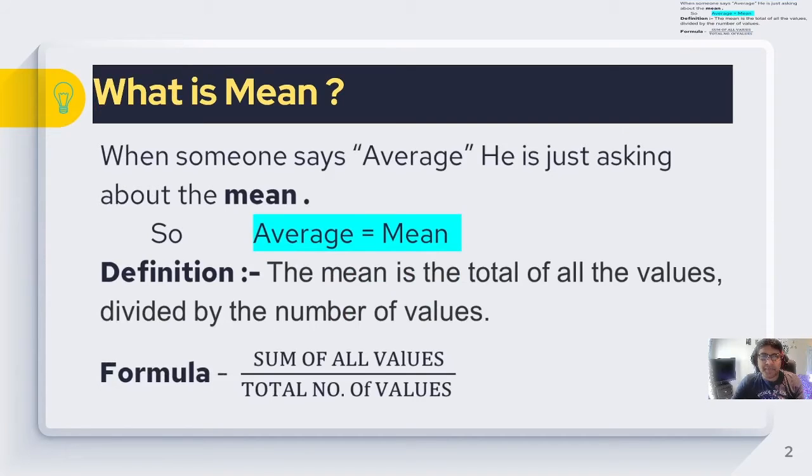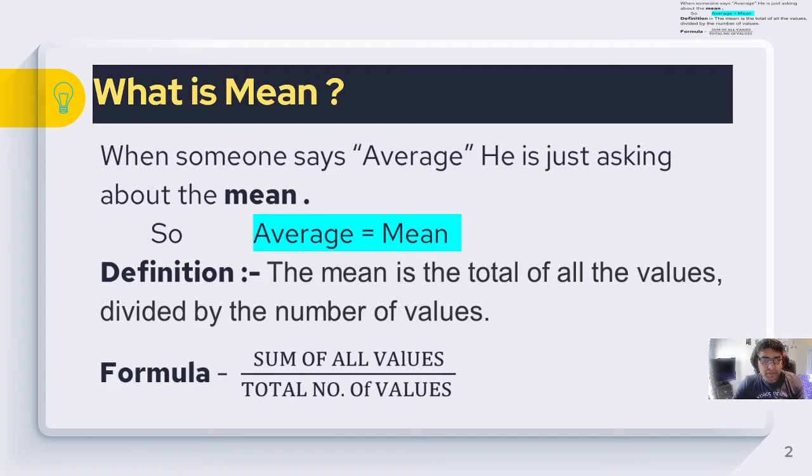So what is mean? When someone says average, actually what he's saying is mean, because mean is nothing but a synonym of average. You must have heard people saying, on an average I walk 10 kilometers, or on an average I eat 2 bread, or on an average I can do 20 crunches every day. So what he's trying to say is that his mean of doing crunches is 20.